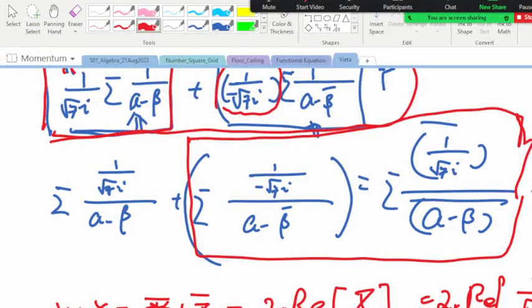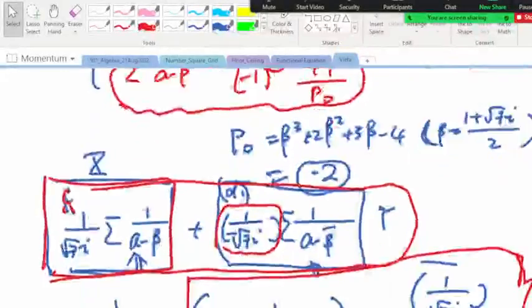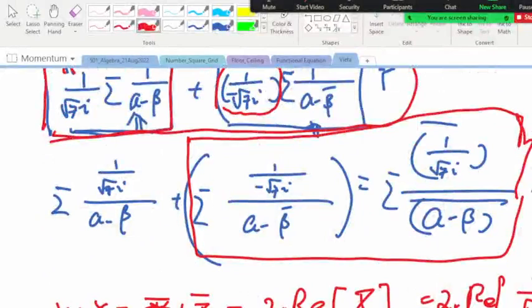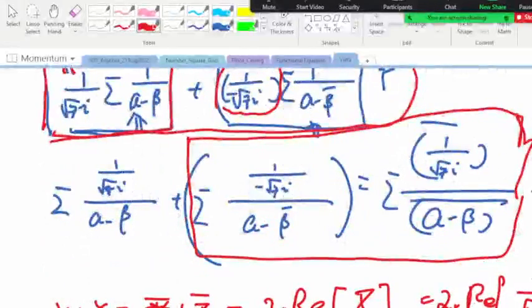X is 1 over root 7i times sigma 1 over A minus beta, right? And we have 2 times the real part of 1 over root 7i. This one we know is P1 over P0. Didn't we find that? Oh no, we didn't find that yet. Wait, won't it be 0? Since P1 over P0 is 0, and we're multiplying it by an imaginary number.